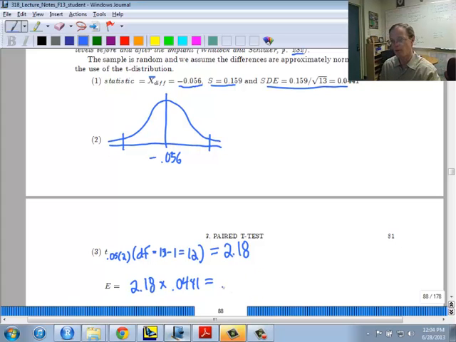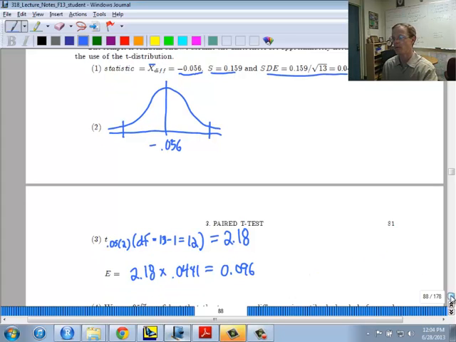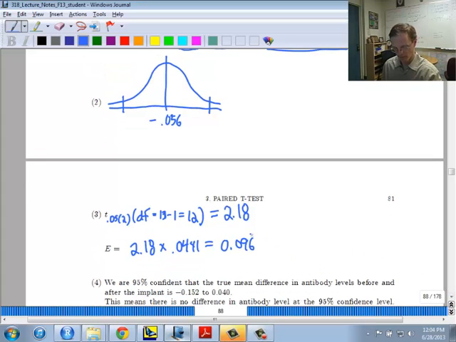And I've got 0.096, which is about 0.1. And so doing the calculations, that's going to take us to about 0.040 at the top, minus 0.152 at the bottom. So the interval contains 0 somewhere around here. Is my 0. And let's just label this thing a little bit better here.